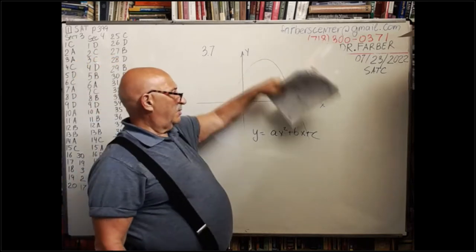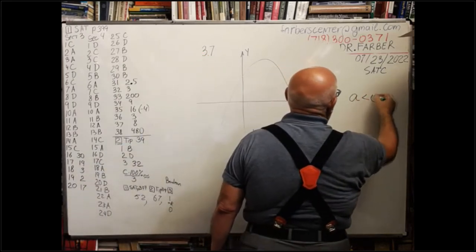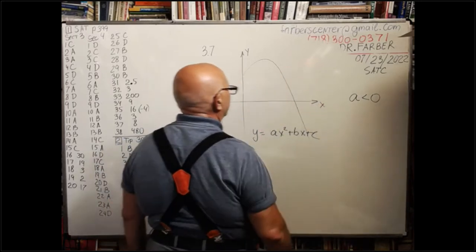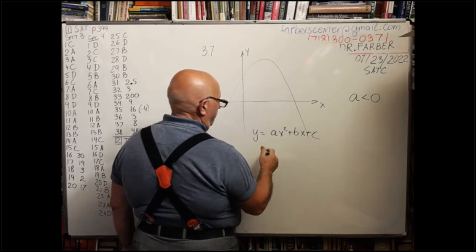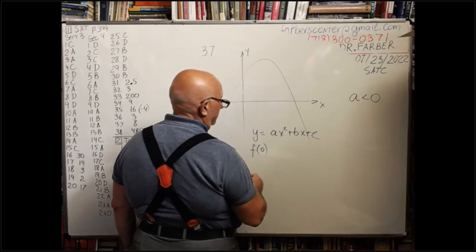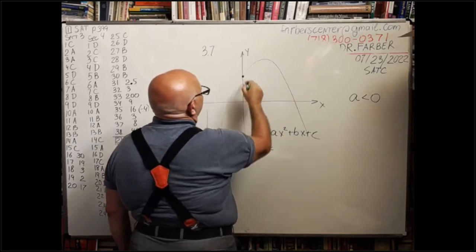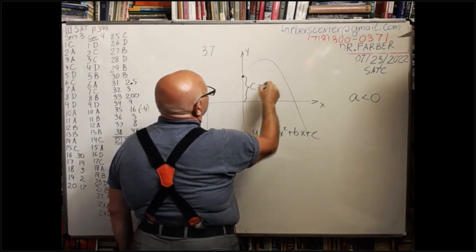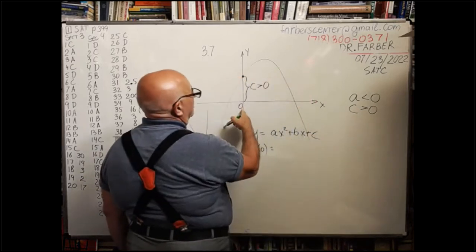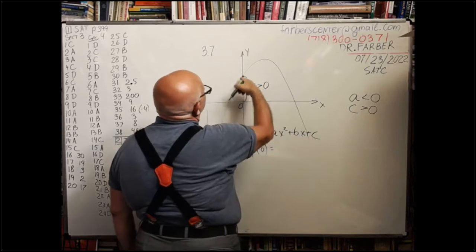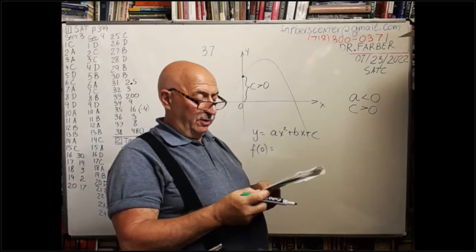First of all, if parabola goes downward, a must be negative. From here, a is less than 0. Otherwise, it's supposed to go upward, but it goes downward. Now, what is C? Imagine that x equals 0. When x equals 0, f of 0 is C. So C is y-intercept. And C y-intercept for this one is positive. Why? Because it's above 0. So when x equals 0, this value is greater than 0 based on this picture. Well, look at multiple choice. This is A. A is less than 0, and C is greater than 0.